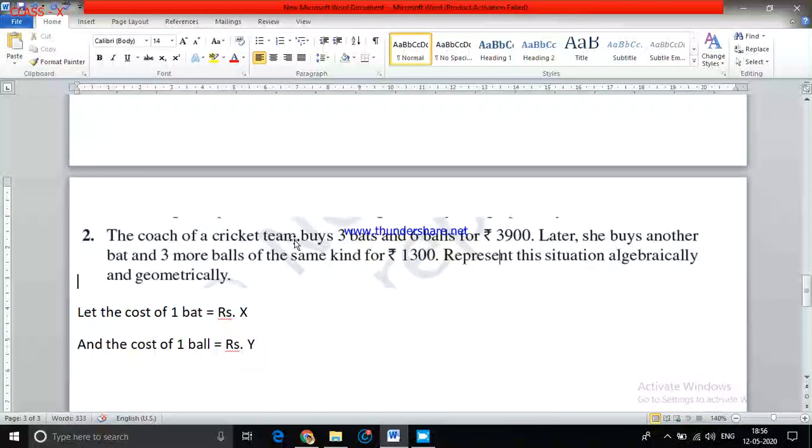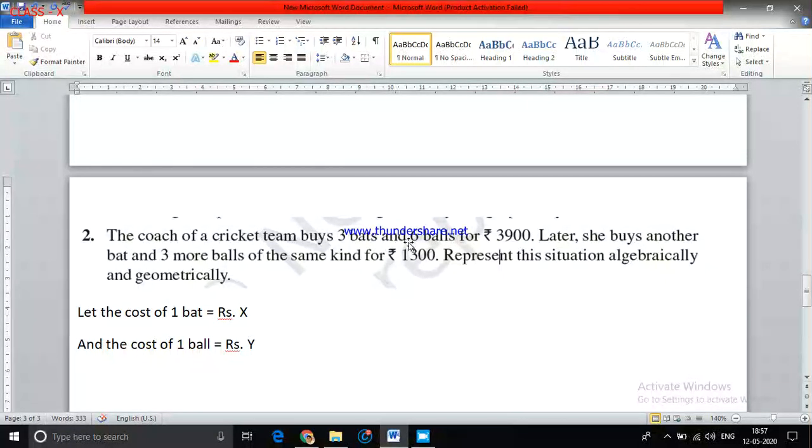The coach of a cricket team buys 3 bats and 6 balls for 3,900 rupees. The total amount she paid for 3 bats and 6 balls is 3,900. Later, she buys another bat, meaning only 1 bat, and 3 more balls of the same kind at the same cost, and the total amount she paid is 1,300. Represent these situations algebraically or graphically. So representing, we'll solve it later. Just we have to get the equations.